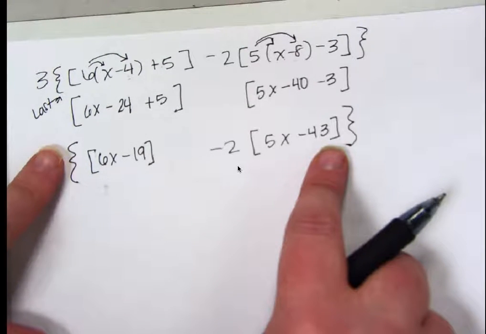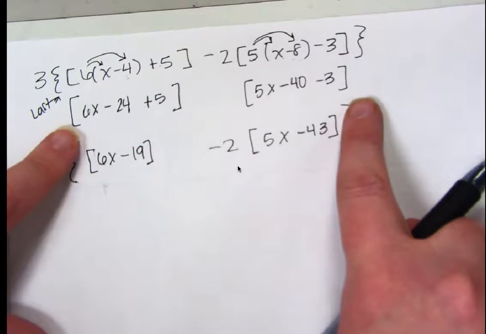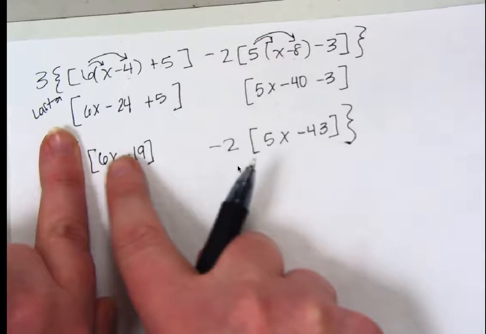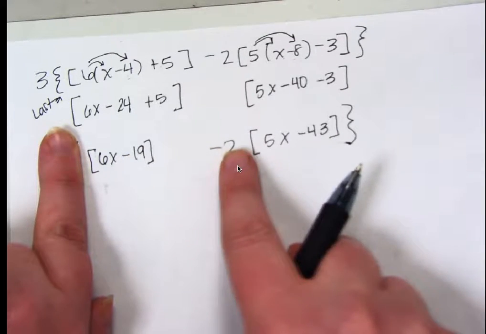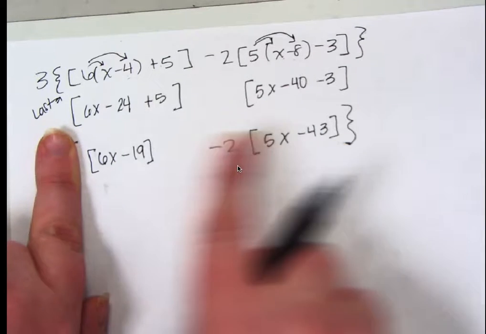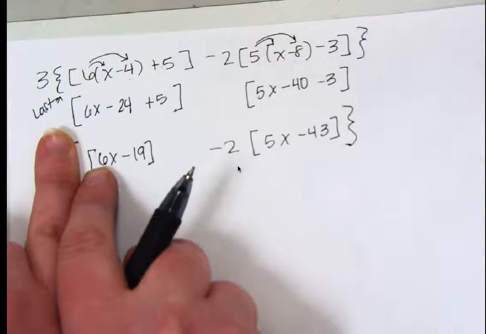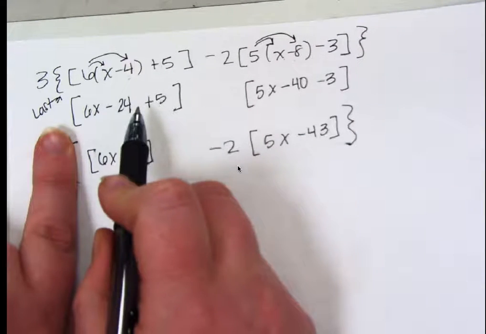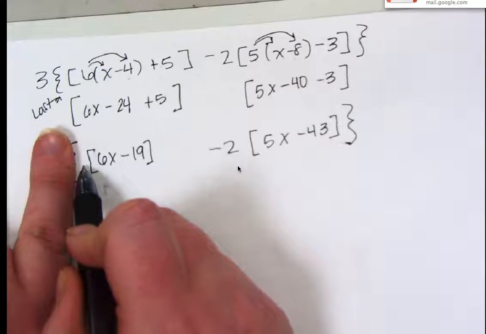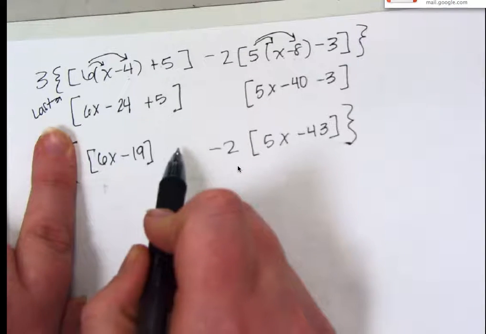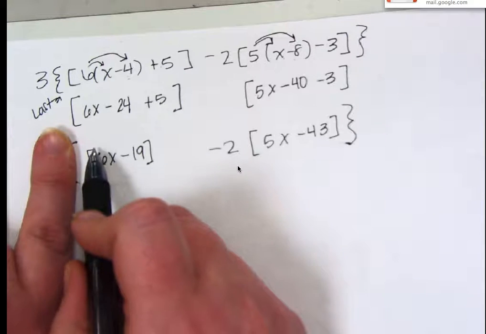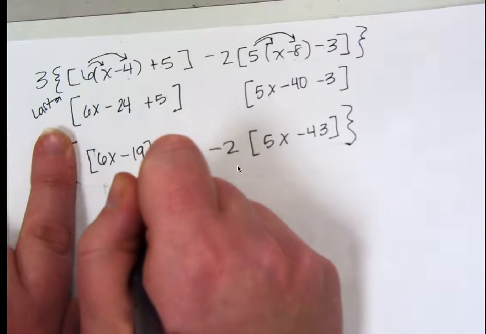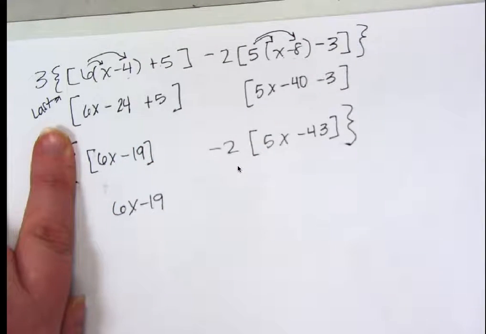So now I look at inside these curly braces. Again, I'm going to be doing that last. I have a chunk and then -2 times a chunk. So I want to work on getting rid of these braces. To do that, I simplify on the inside, which I've already done, and then I look to see: is there anything that's a coefficient, or are there any exponents? There's not. So what that means is these braces are useless now. I don't need them. So I'm just going to say 6x minus 19.